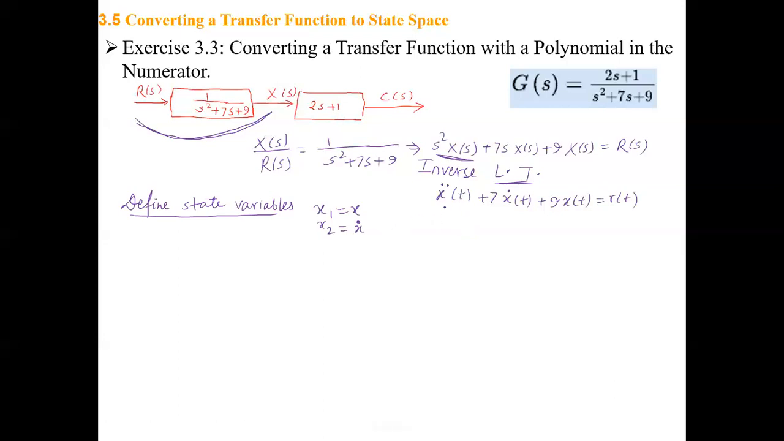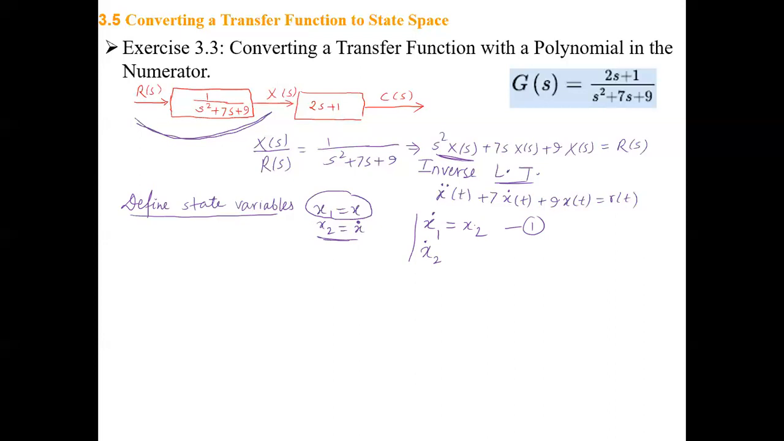Then how do you write this in terms of state variables? So you have x1 dot equals x dot, right? Because you need the first order here. x1 dot equals x dot. So x dot is x2. So actually I can write x1 dot equals x2 here. This is equation 1.